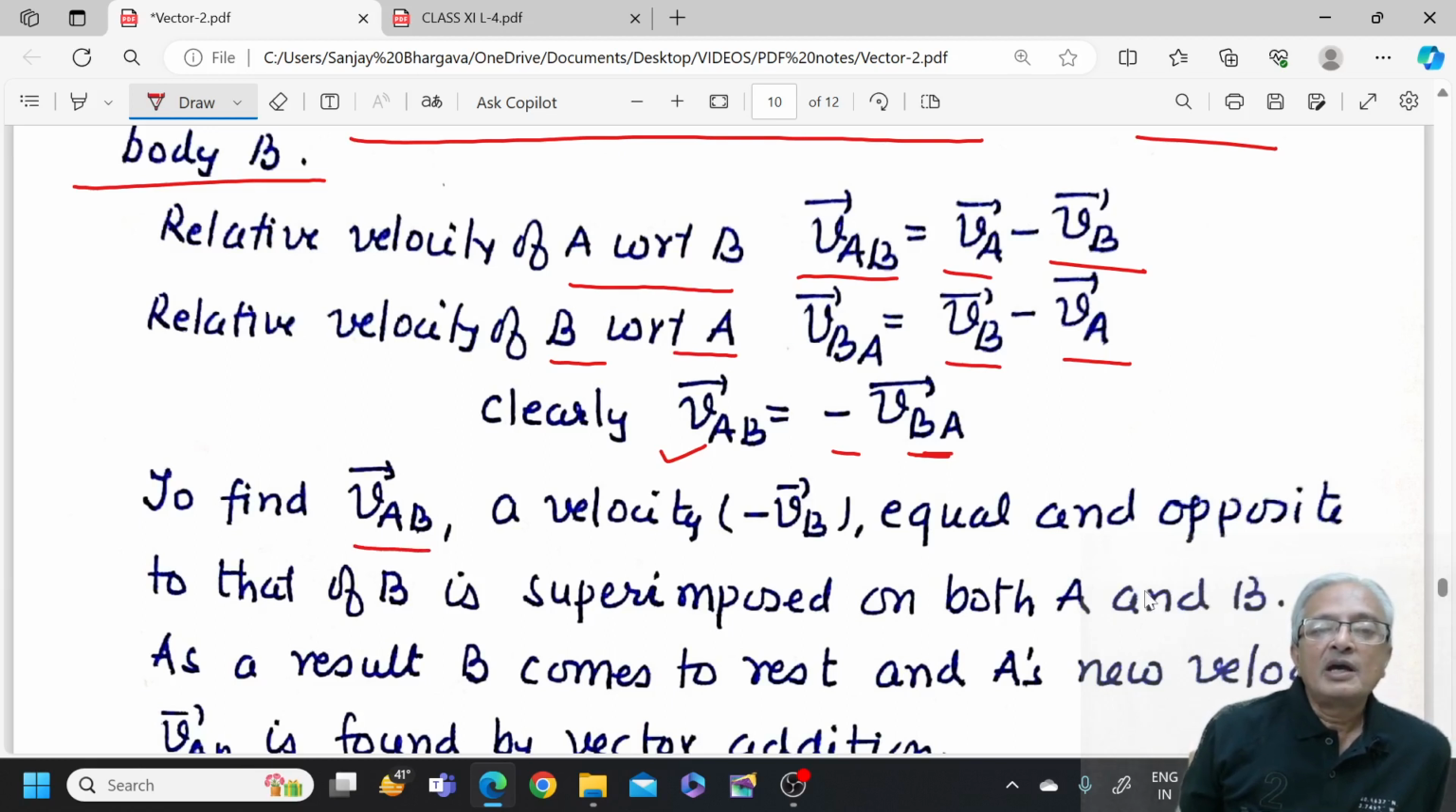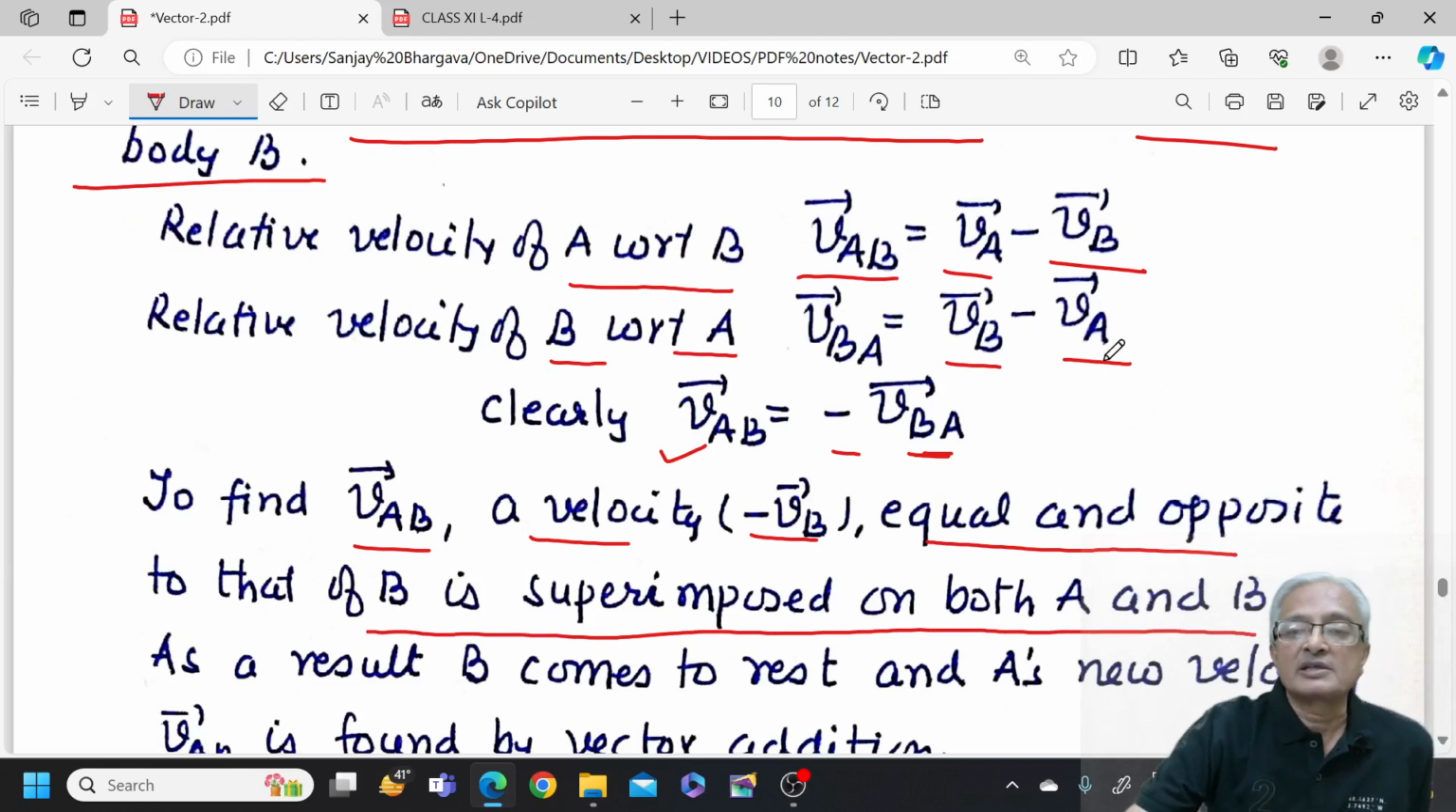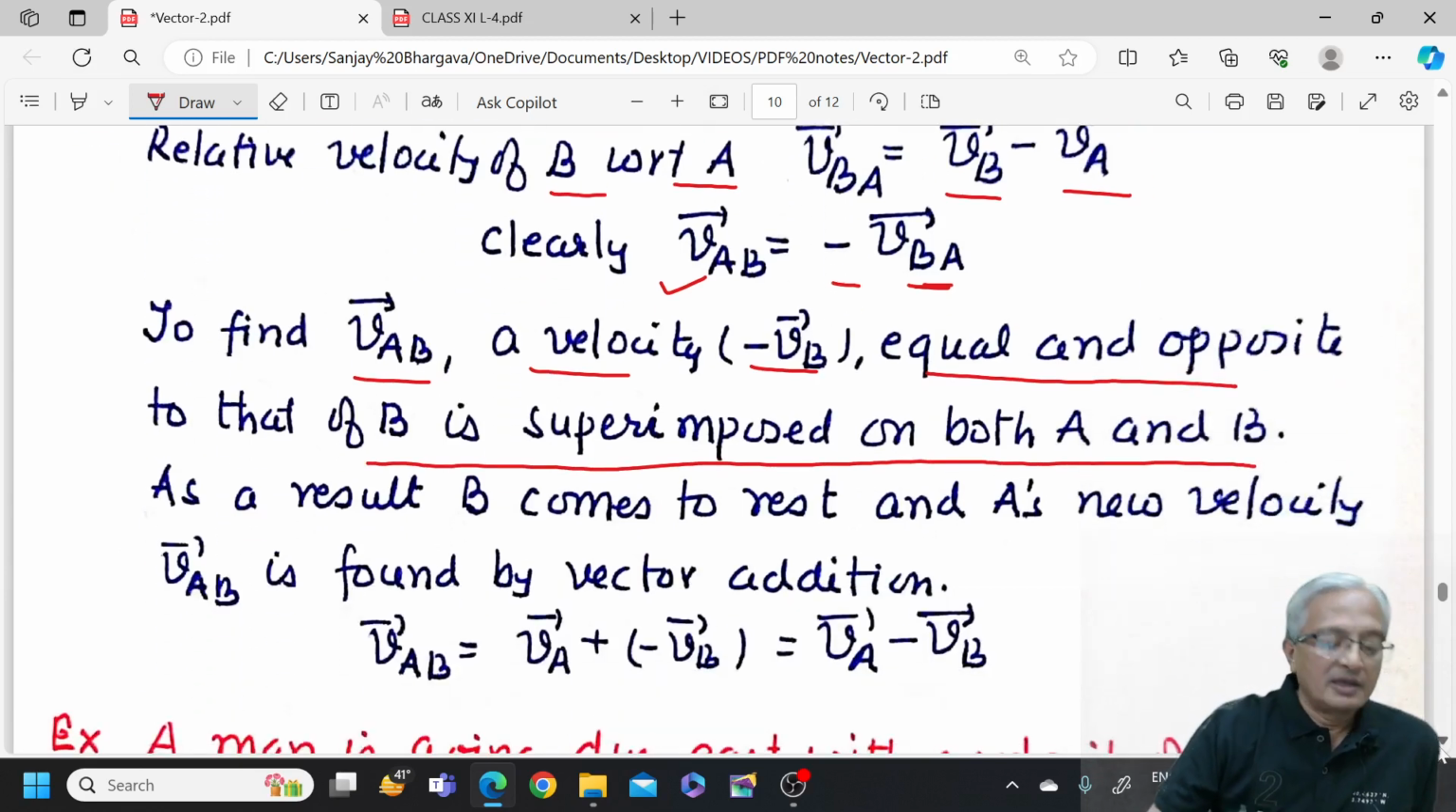To find VAB, a velocity minus VB, equal and opposite to that of B, is superimposed on both A and B. As a result, B comes to rest and A has a new velocity, which is VAB, found by vector addition. So you superimpose minus VB on both velocity of A and velocity of B. So velocity of B becomes 0, so B, the object, comes to rest. So VAB is VA plus minus of VB, which can be written as VA minus VB.